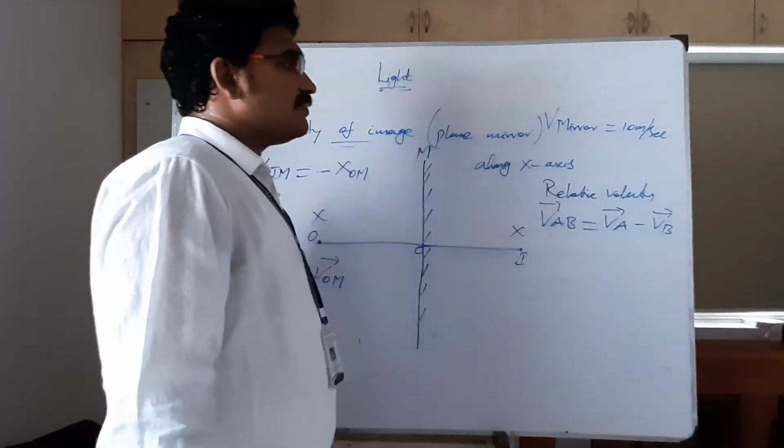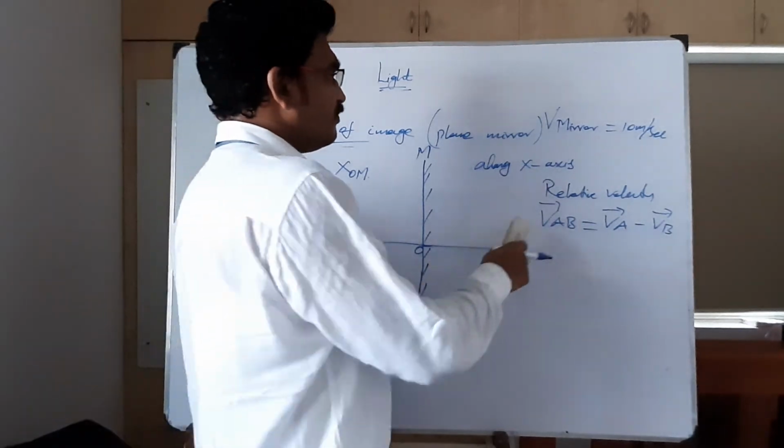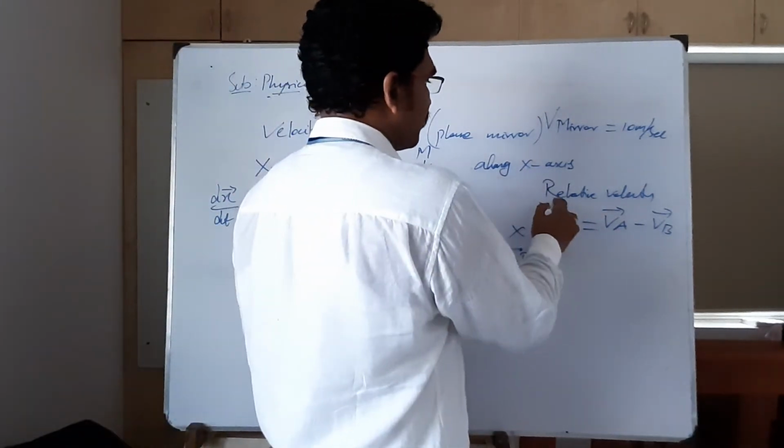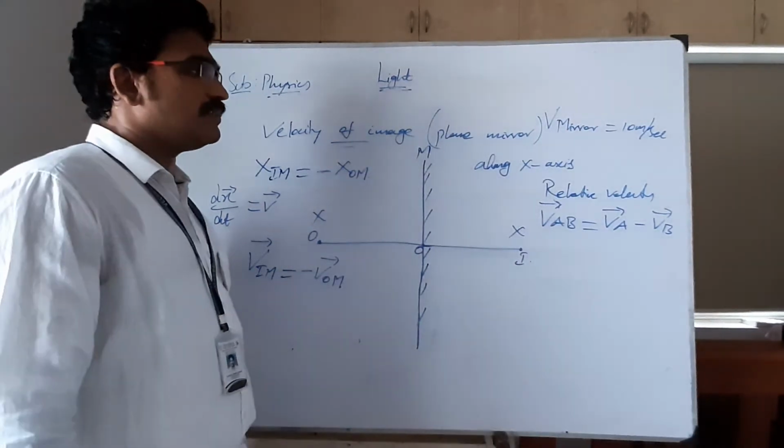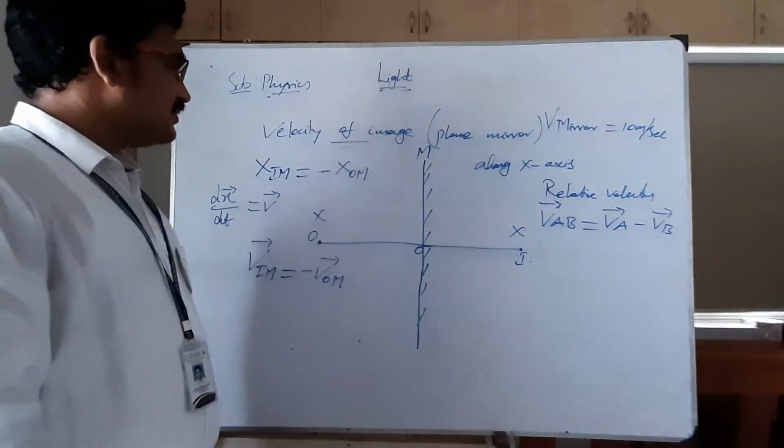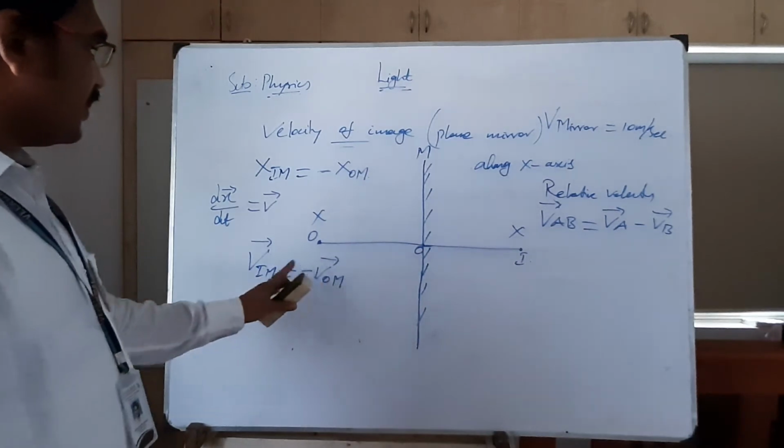Velocity of A minus velocity of B. Relative velocity of AB is nothing but velocity of AB is equal to velocity of A minus velocity of B. This is what I can say.